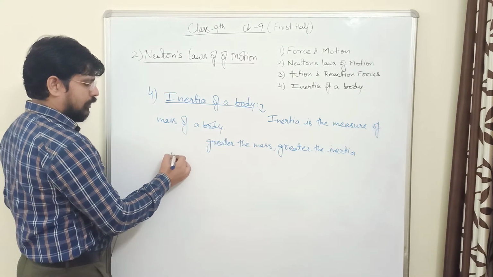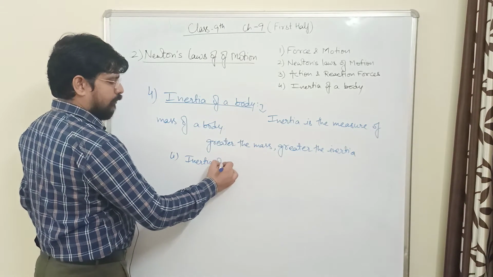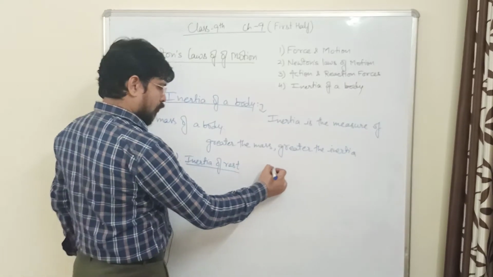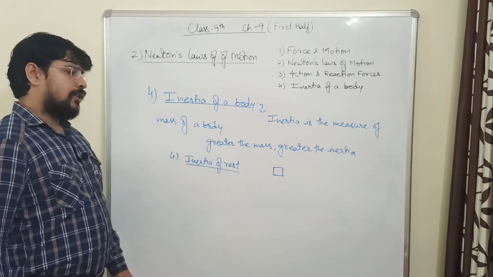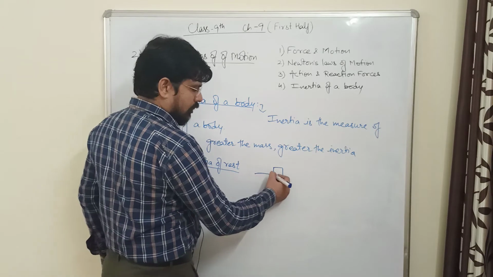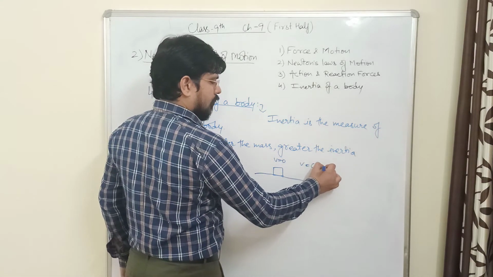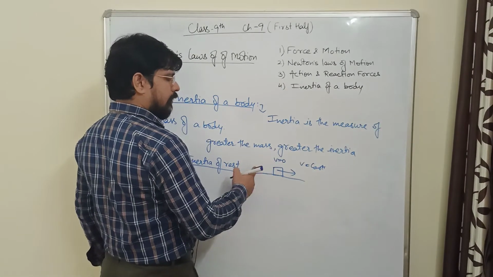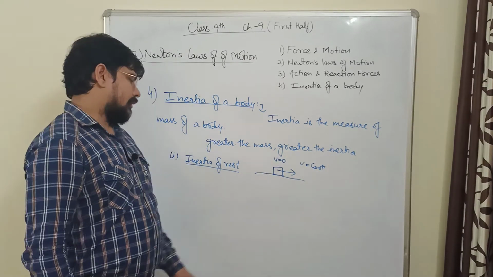So we have three types of inertia, like inertia of rest. Inertia of rest states that if a body is at rest, then it will continue to be in a state of rest, as we have studied in the first law of motion. And for changing its state from rest to motion, we need to apply some force, and that force is required for changing its inertia because it has inertia of rest.